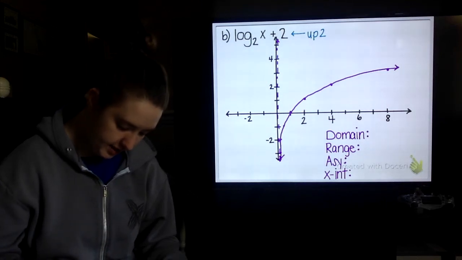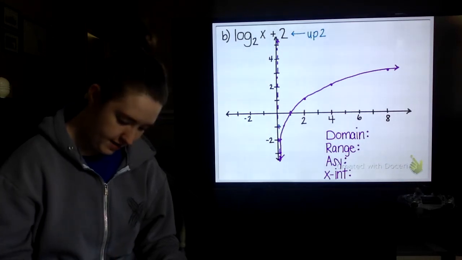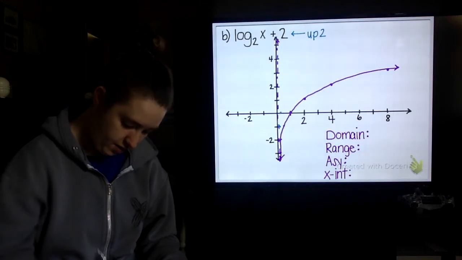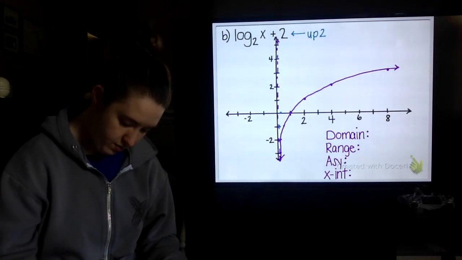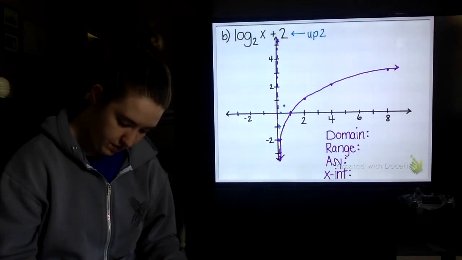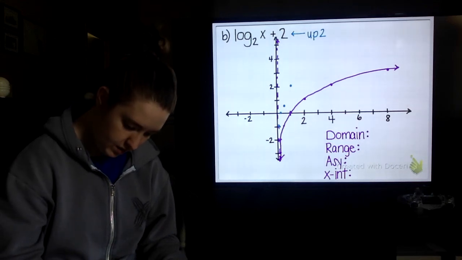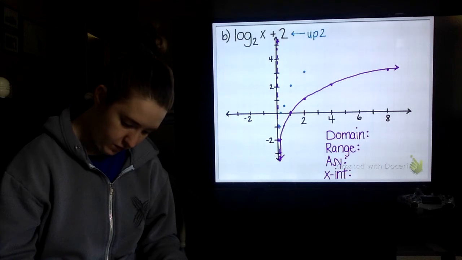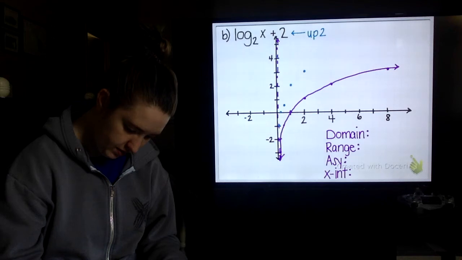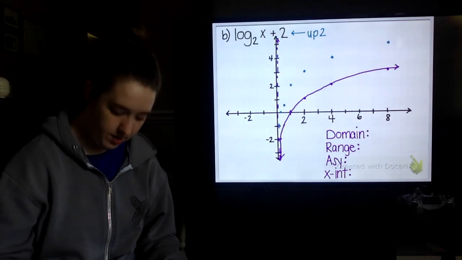So let's see. Is that 1/8? 1/8. A fourth. And then 1, 2. There we go.